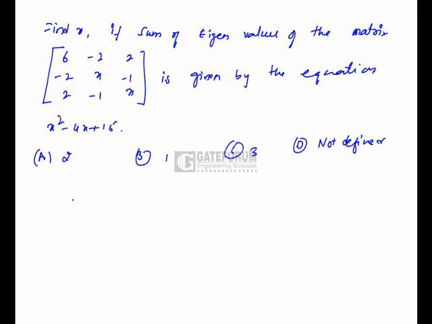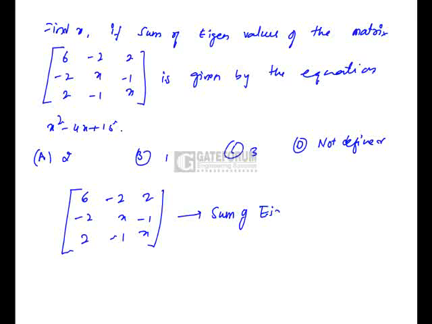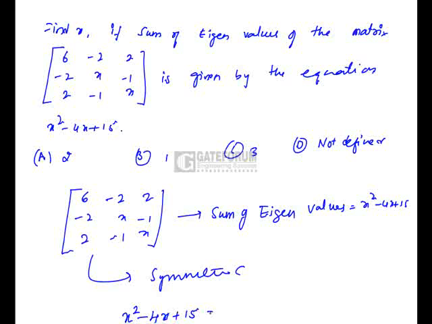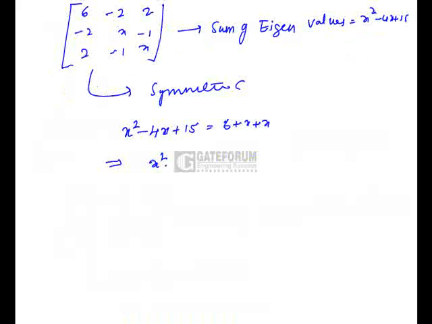The matrix is [6, -2, 2; -2, x, -1; 2, -1, x], and it is also given that the sum of eigenvalues is x square minus 4x plus 15, and we have to find the value of x. Now this matrix is symmetric, so the sum of the eigenvalues is nothing but the sum of the principal diagonal elements. So we can write x square minus 4x plus 15 is equal to 6 plus x plus x. So this equation becomes x square minus 6x plus 9 equals 0. That implies x is equal to 3. Option C.